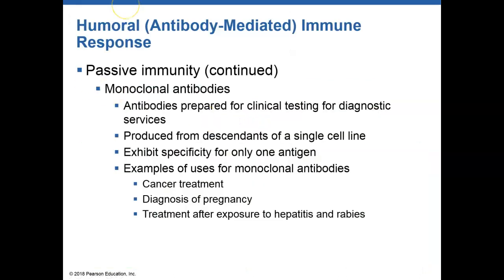Now, we can also use antibodies in treating certain diseases or in diagnosing certain diseases, and that's what monoclonal antibodies are used for. They're actually used to help in diagnosing specific types of cancer, as well as in treatment after exposure to rabies or hepatitis.